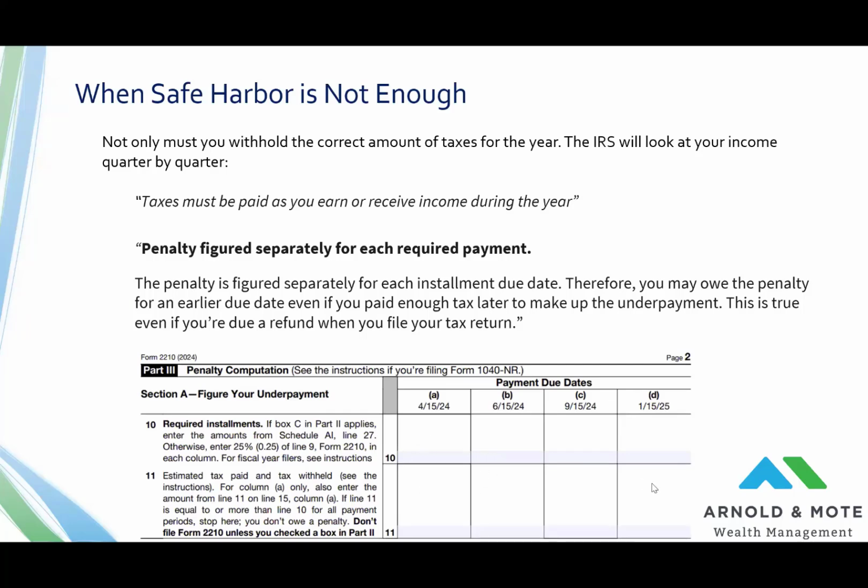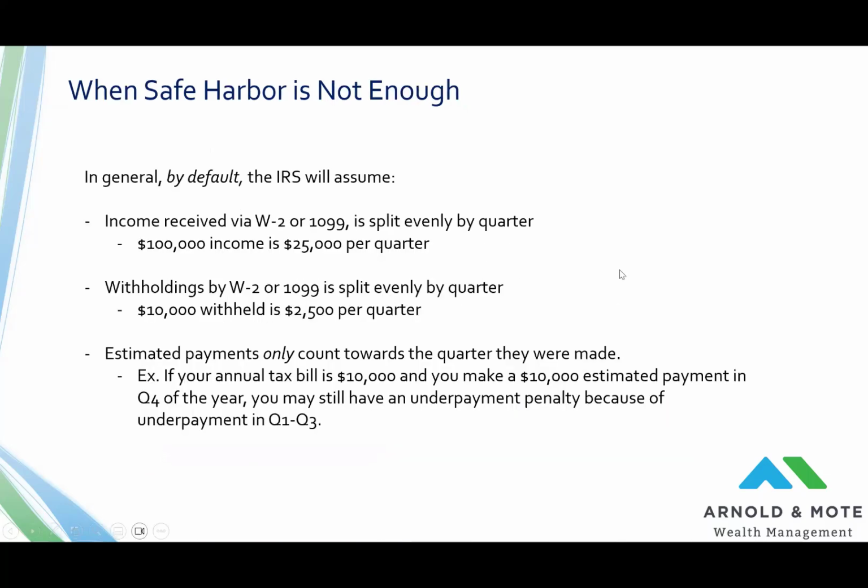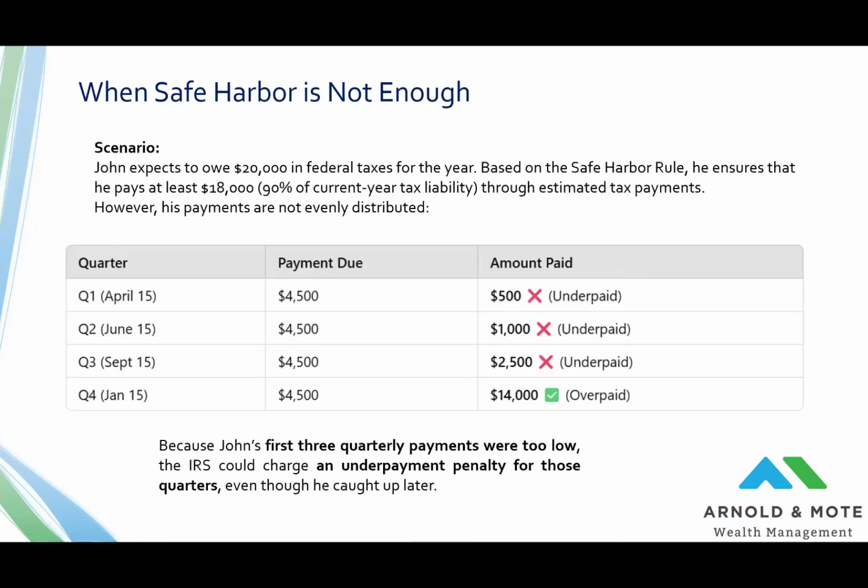and split your income up into quarters as well. And so this can lead to some different scenarios where, for example, I put an example person here. Let's say John owes $20,000 in federal taxes for the year. And so he thinks, hey, I'm just going to meet that 90% safe harbor rule. So I'm going to pay in $18,000 over the course of the year, and that's going to prevent me from having to pay any under-withholding penalties.